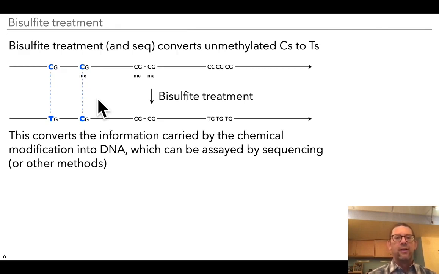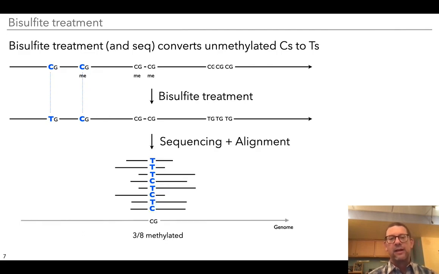This converts the chemical information carried by the chemical modification into a DNA difference, which can now be assayed by sequencing or other methods. Here's an example with sequencing. I've run it through my sequencer. I've generated 8 reads. I've aligned them to the genome, and then I compare the sequence of the read over the C, and I count. In this case, I have 5 reads where they have a T. I have 3 reads that have a C, and I conclude that this position is 3 divided by 8 percent methylated.